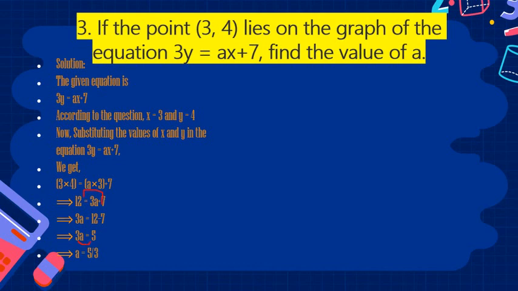The 3 will come here. Okay, understood? It is easy. You can solve it by yourself, and I had told you how to solve.